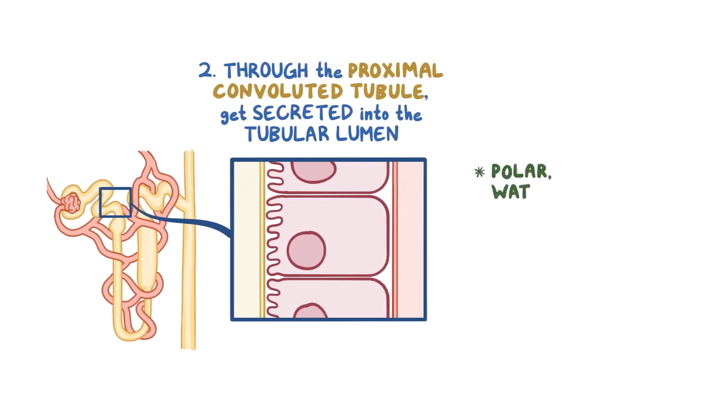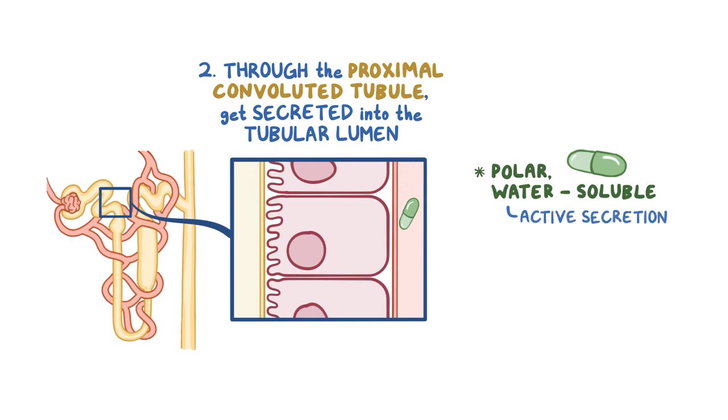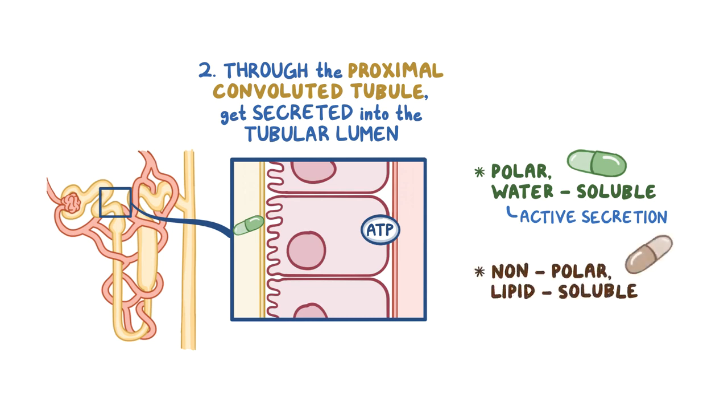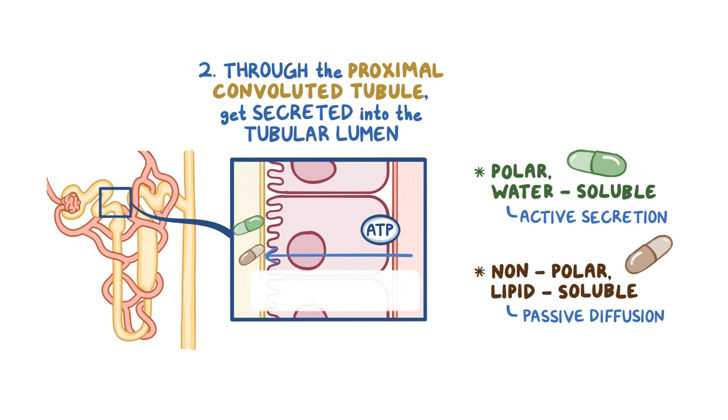For polar water-soluble medications, this is mainly done actively through active secretion, meaning that it requires specific carrier proteins on the basolateral membrane of the tubular cells, which use ATP for energy. Nonpolar lipid-soluble drugs, on the other hand, are secreted into the proximal tubule via passive diffusion, meaning without requiring any energy. That's because they can pass through the cell membranes easily, so they just move down their concentration gradient from the peritubular blood into the tubular lumen.